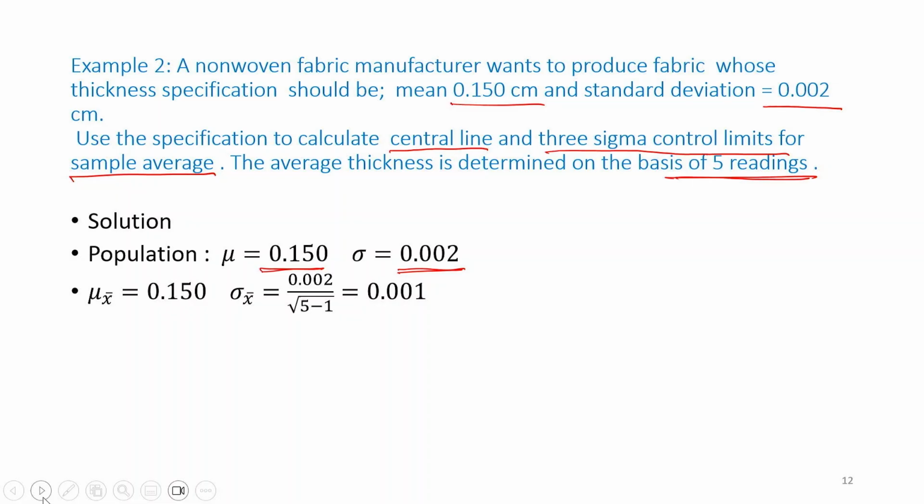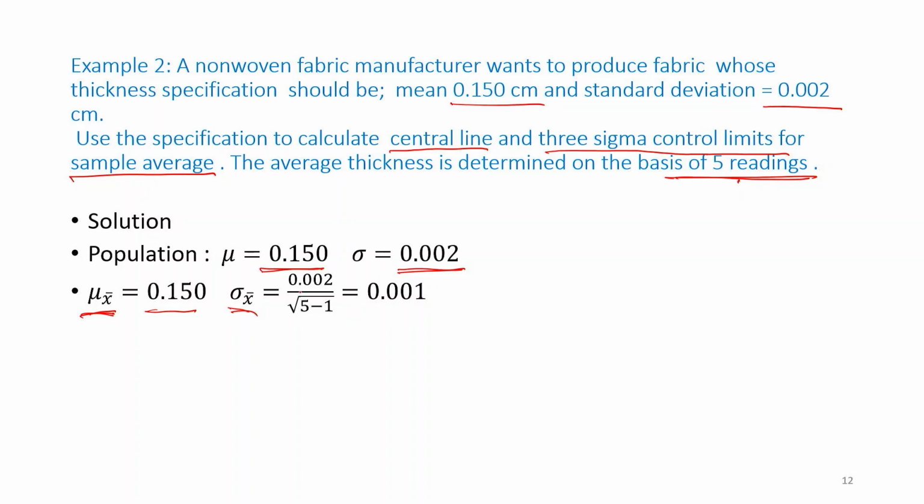So we have to find out what the mean of sample averages is. So the mean of x bar is the sample average. How many readings are there? 5 readings are there, so this is not going to change. Whatever the population mean is, that becomes the mean of sample means. So this is not going to change. But sigma x bar, the standard deviation, is going to change.